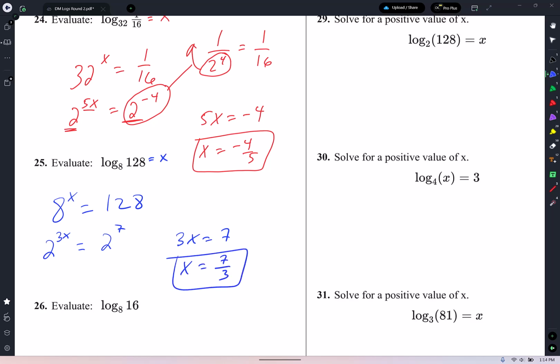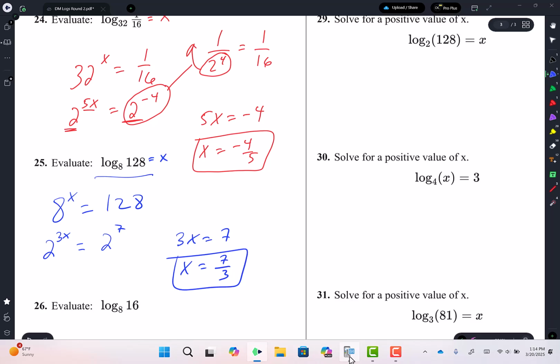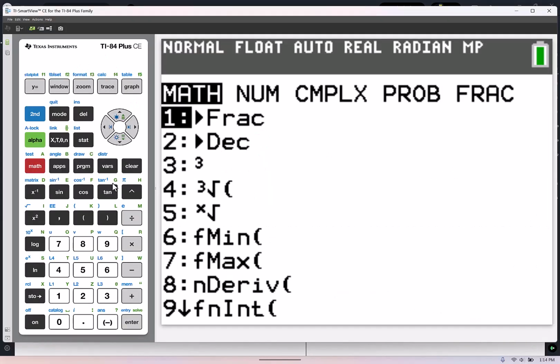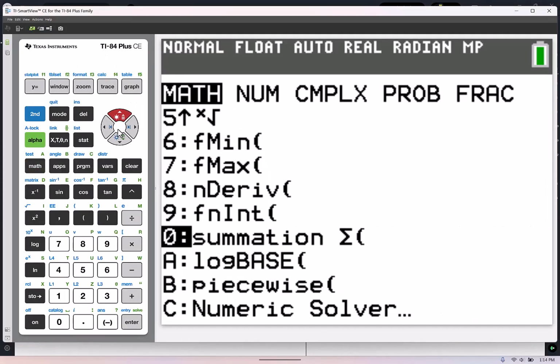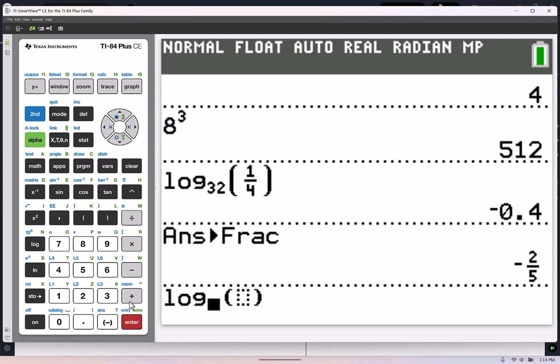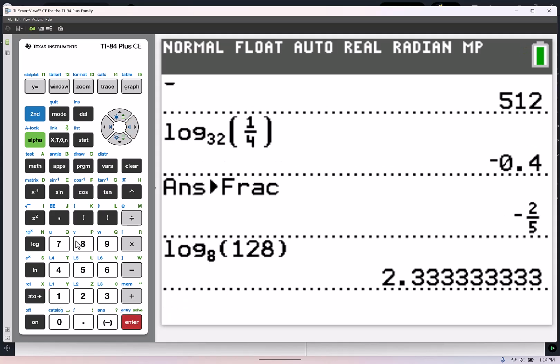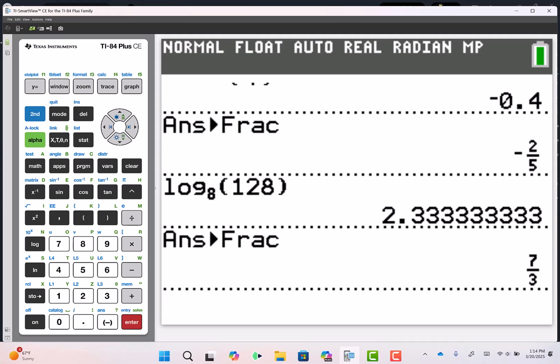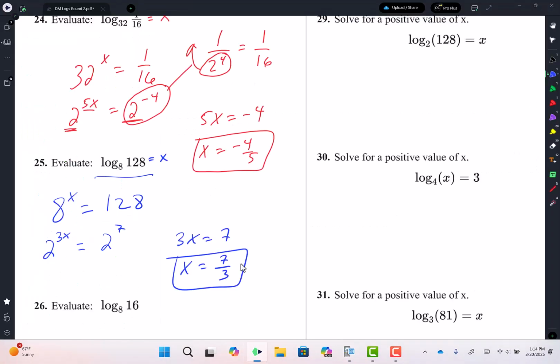You can check it by typing that into the calculator and it'll give you that answer. Look, I'll show you. Math. And I already forgot what number it is. Log base, letter A. And what was my base? 8 and 128, right? And then just turn it into a fraction. Math, fraction, enter. See? 7/3. But don't just use the calculator to check, guys.